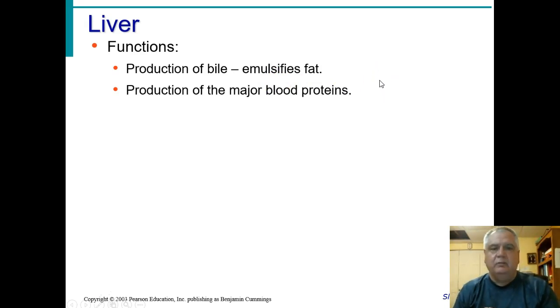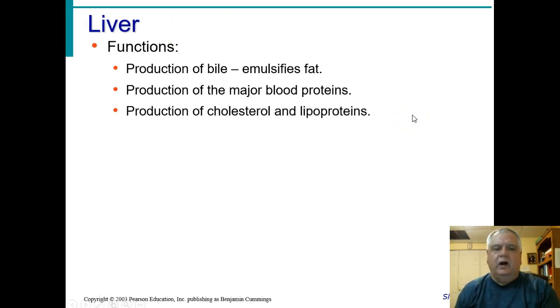It also produces the major blood proteins. Think of the ones we talked about, the albumins, the proteins that are involved in the blood clotting process, fibrinogen, so many of those major proteins, not the immunoglobulins, remember those are antibodies produced by the B cells, but many of the major blood proteins are going to be produced by the liver. The liver also produces cholesterol, which is so important for cell structure and function.